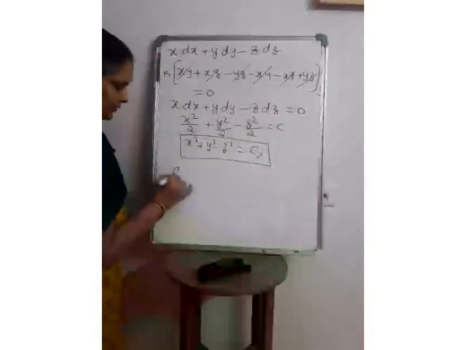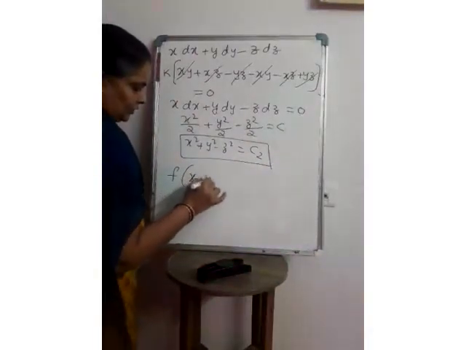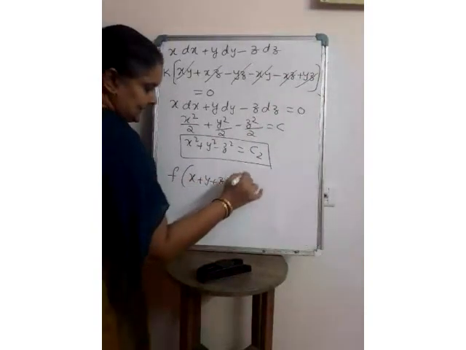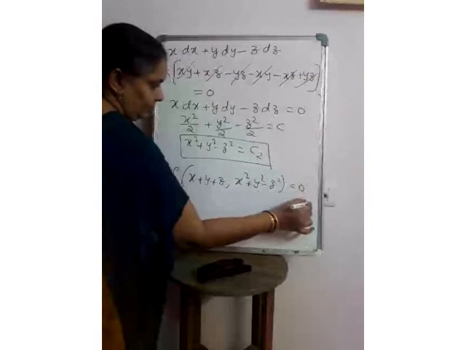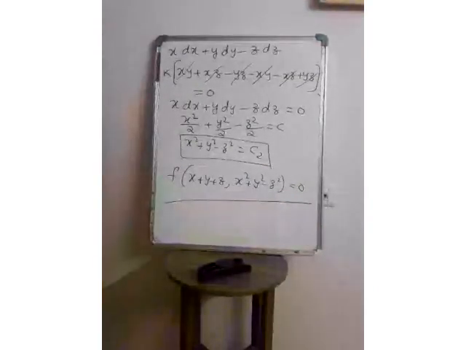How do we write the complete solution now? F of first solution, x plus y plus z, and second solution, x square plus y square minus z square, is equal to 0. This will be the solution for the given partial differential equation.